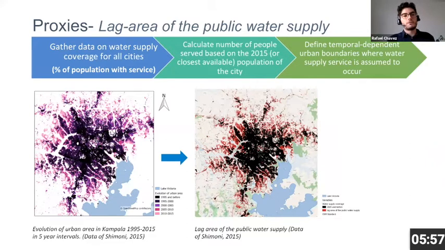We estimated this starting from time-bound urban built-up areas in the city, using gathered data on the coverage from the public utilities. Based on the population living in each time-bound area, we estimated for each city where it was most likely to still be with public water supply and without it.